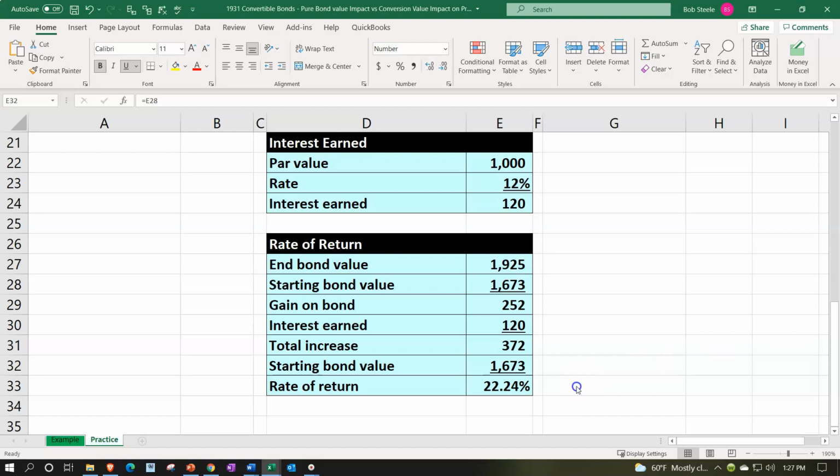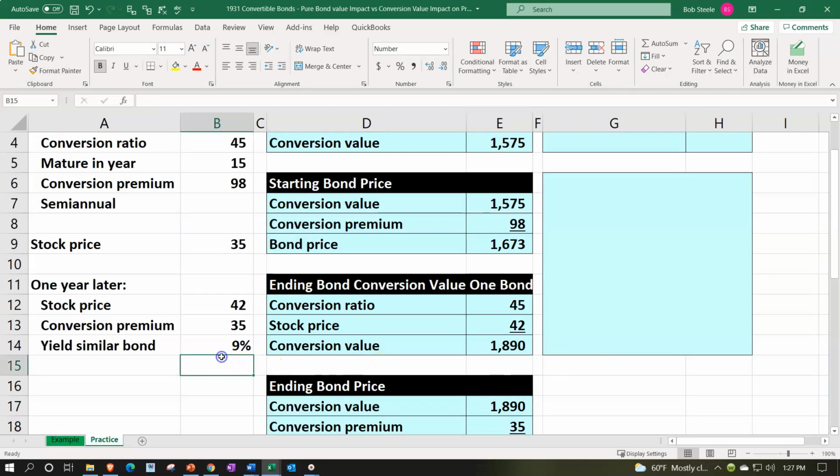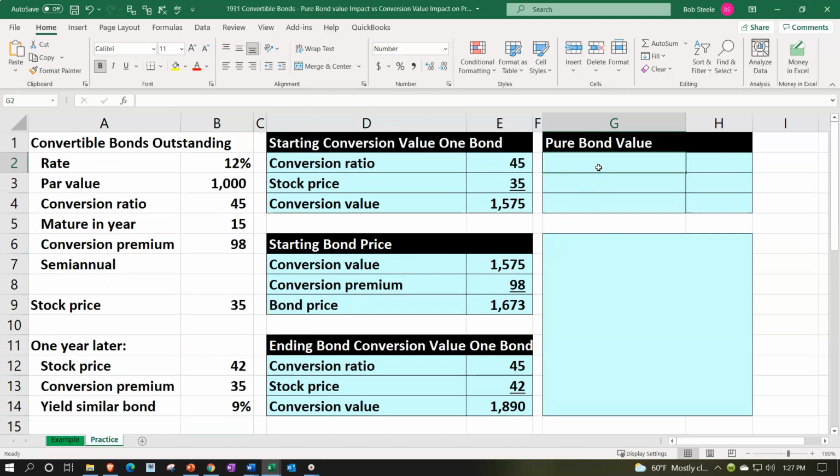So now let's go back up top and consider our pure bond value. The pure bond value being the value of the bond, like similar bonds that didn't have the conversion. So we said that similar bonds have a yield of the 9%. If we use that to estimate the bond price, we can take a look at what similar bonds would be. That would be giving us the present value of the interest payments and the present value of the ending component of the 1,000 at the end that you will be receiving.